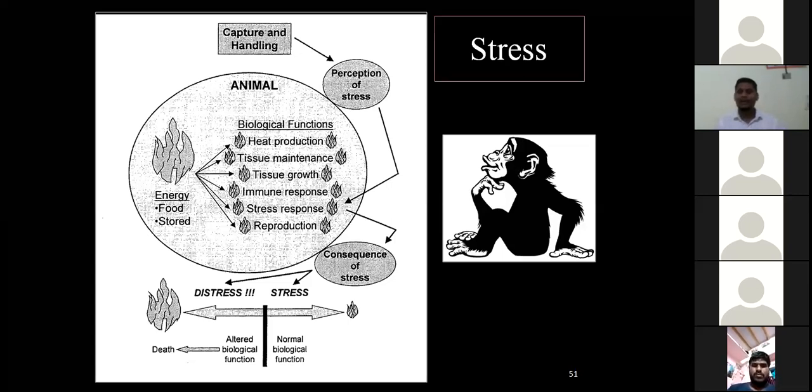Whenever there is any kind of stress, there will be an increase in the cortisol level in the blood. The adrenal cortex will be activated, and that cortisol will cause immune suppression. Once there is immune suppression, the animal is susceptible to all kinds of diseases. So how to avoid the stress? We have to maintain things as natural as possible.